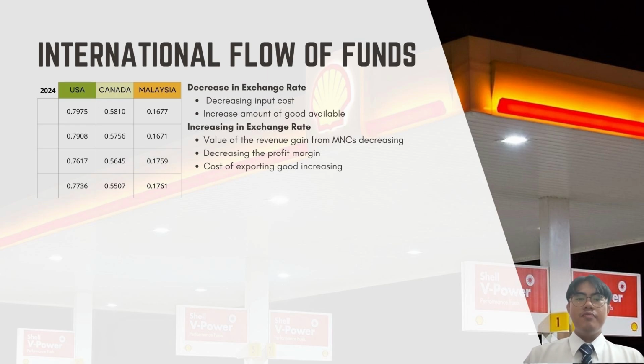That will lead to the value of revenue gained from the MNC decreasing. It will also impact the profit margin because the cost of export or import of the goods for Shell will also increase. When the cost of exchanging GBP to other foreign currency is decreasing, it's signaling that the home currency is becoming stronger. This will lead to decreasing the cost of input for Shell that are sourced from different countries. It will also increase the amount of goods available for the market.